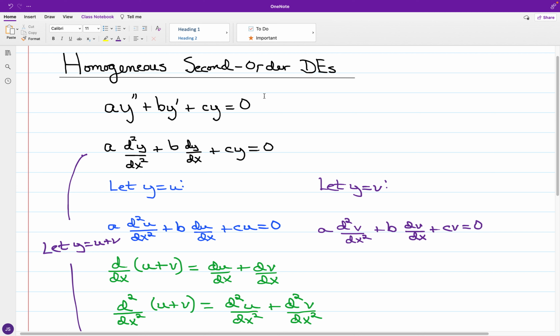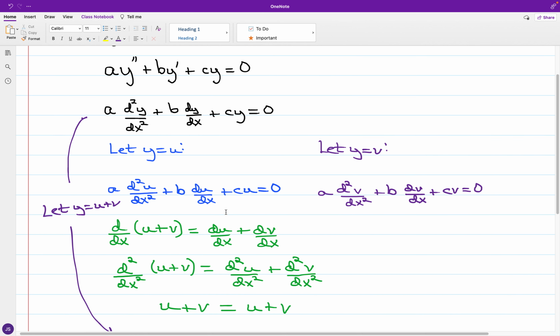Okay, but again, for what we have in the case of y, if I had individually y equal to u, y equal to v, well, we would have a d squared u over dx squared plus b du over dx plus cu is equal to 0, and for y equal to v, where I have a d squared v over dx squared plus b dv over dx plus cv is equal to 0. Individually, this is what we would have in the solution for y at u as well as y at v, and we looked at adding u and v together.